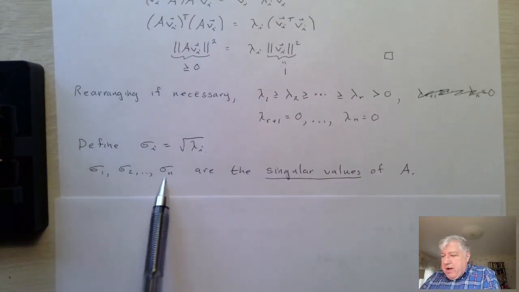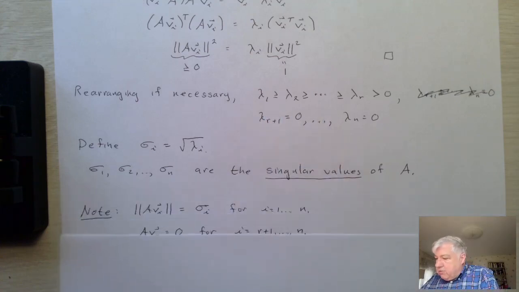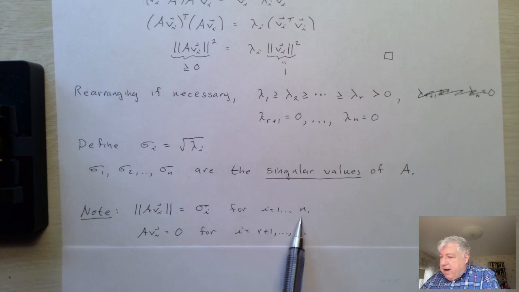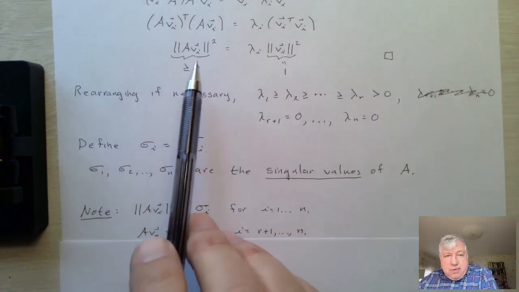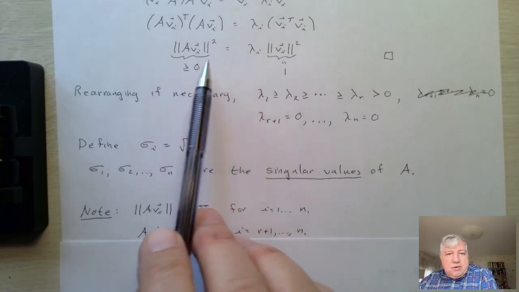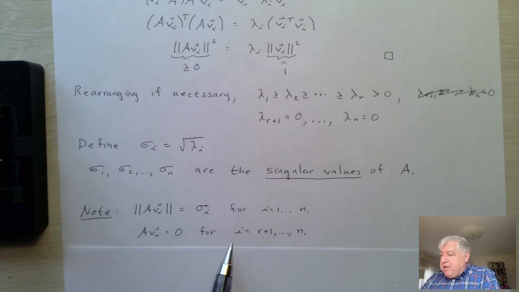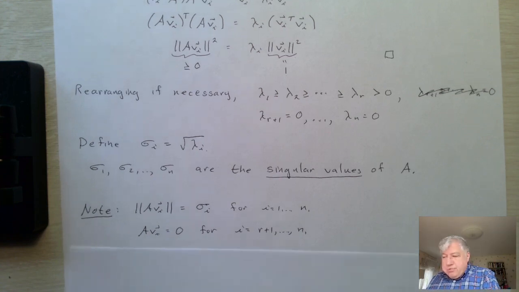Again, some of these singular values might be 0, depending on what R is. And we also note that the size of each vector, A v_i, is equal to sigma I for I equals 1 through n. And that just comes from this up here. We're just taking the square root of both sides of this equation. And in particular, A v_i is going to be 0 for I equals R plus 1 through n because the eigenvalues are 0. So that's why that's true.